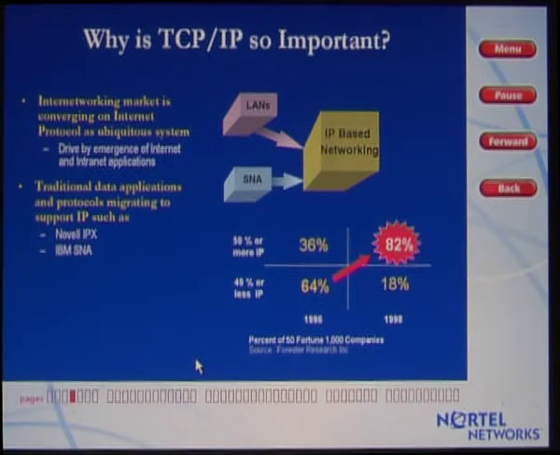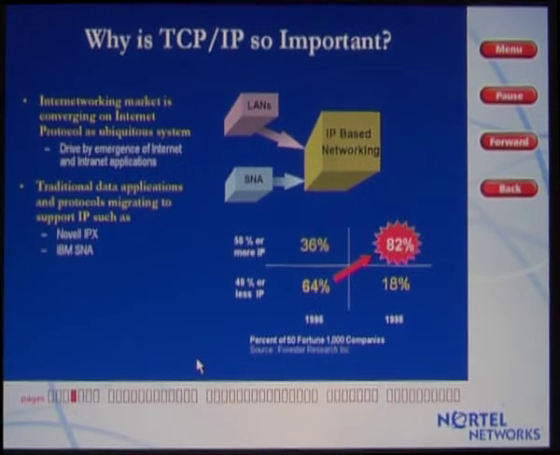This networking trend towards everything TCP/IP has had a dramatic impact on the internetworking marketplace. Traditional multi-application networks running on multiple protocols such as IBM SNA and Novell IPX are migrating to operate on an all TCP/IP environment. In a recent Forrester survey of 50 top US companies, there has been a dramatic increase in the use of TCP/IP. The number of companies reporting networks with more than 50% of applications on IP has risen from 18% in 1996 to 82% in 1998, and this trend is set to continue.